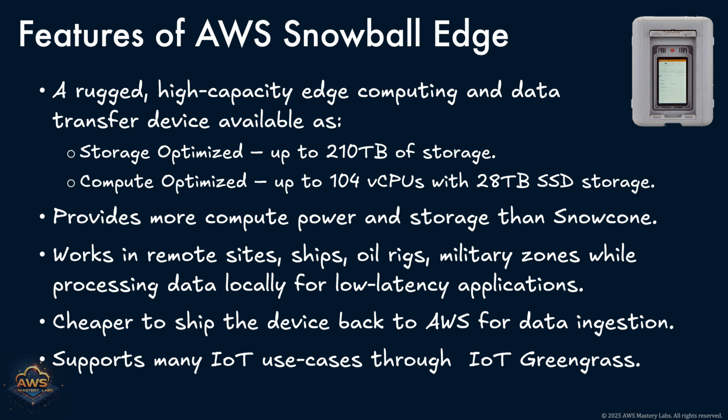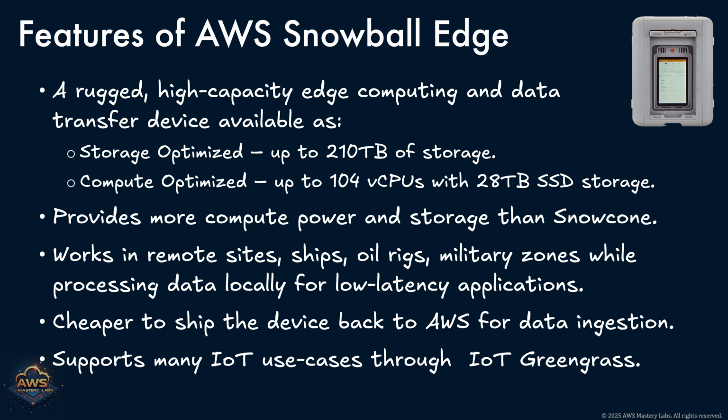These ruggedized devices are built for real-world conditions, complete with e-ink shipping labels, a tamper-resistant enclosure, and an integrated LCD display for managing network settings and monitoring service status. Snowball Edge devices are shipped via regional carriers and support data transfers at speeds significantly faster than most internet connections, which is especially valuable when dealing with large-scale datasets.